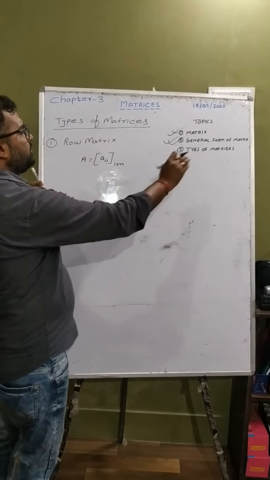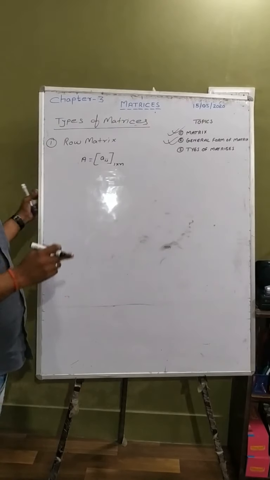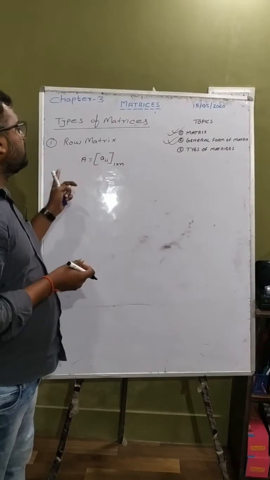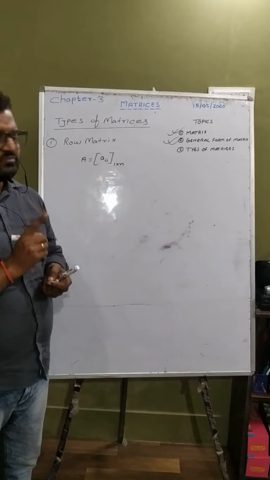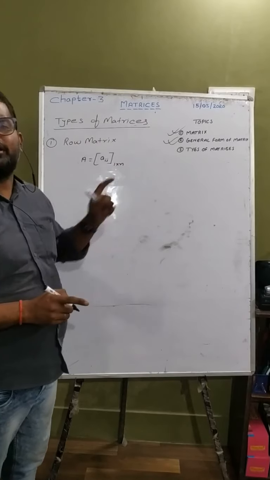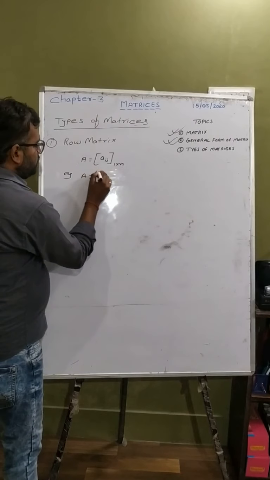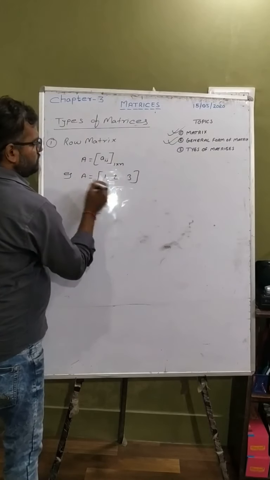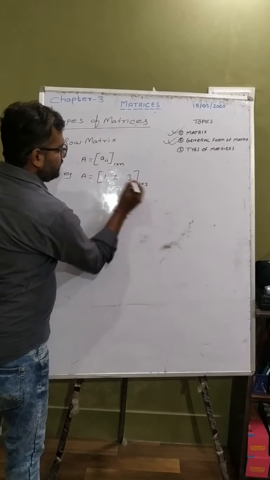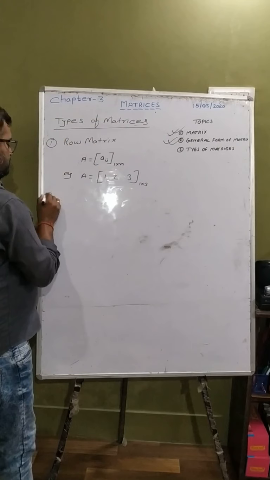Every matrix of the order in this form is said to be a row matrix. In language, a matrix in which only one row is there is said to be the row matrix, and this is the general form of the row matrix. Example: A equals 1, 2, 3. This is of the order 1 by 3. Getting the point now? This is the row matrix.